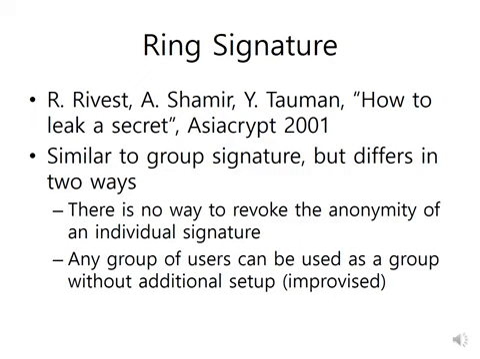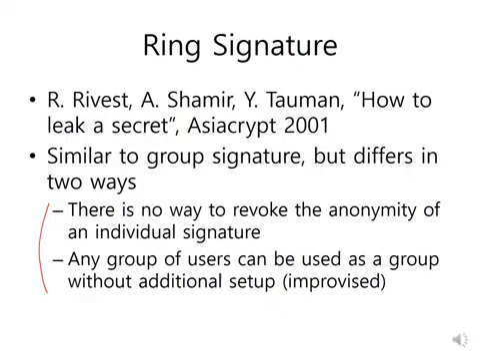The second variant is a ring signature. It was published in 2001 at the AsiaCrypt conference. So this is very similar to the group signature. It means that it can provide an anonymous signing mechanism. But it is a little different compared to the group signatures in terms of two properties.